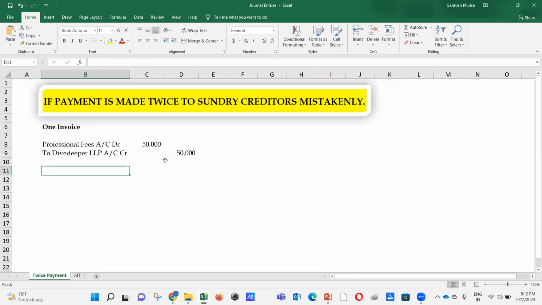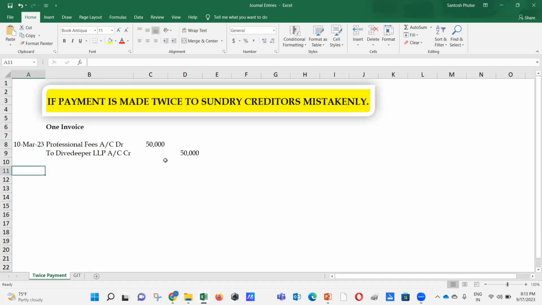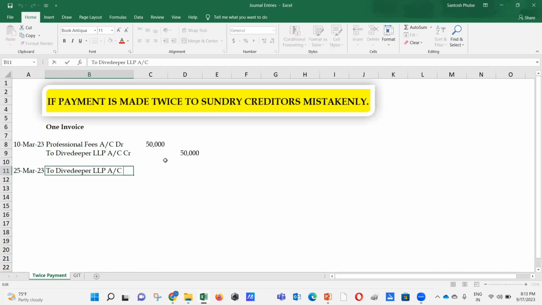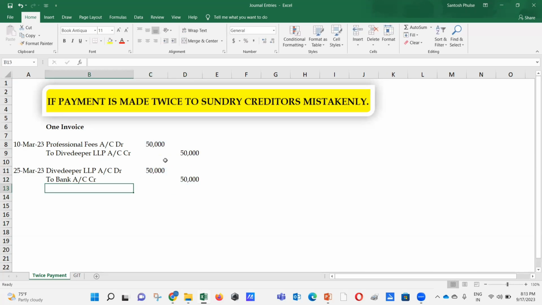And you have done the payment as well. If this scenario pertains to 31st March, you book this invoice in March 23 and you have done the payment on 25th of March 2023, then your Dayu Deeper Professional Services LLP account is going to be debit to bank account credit. We are not talking here about the TDS standpoint and GST implications. We are just discussing the accounting concept, the accounting entry. So that's going to be there.